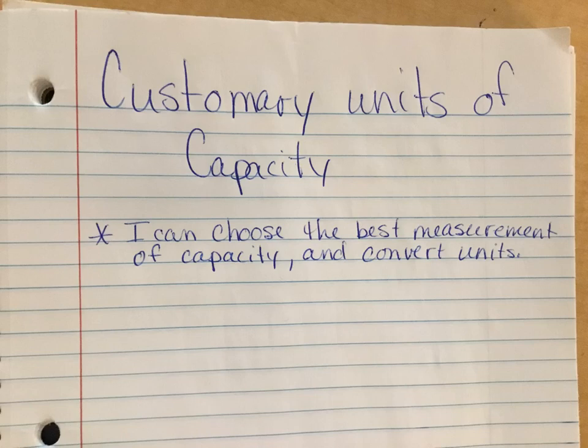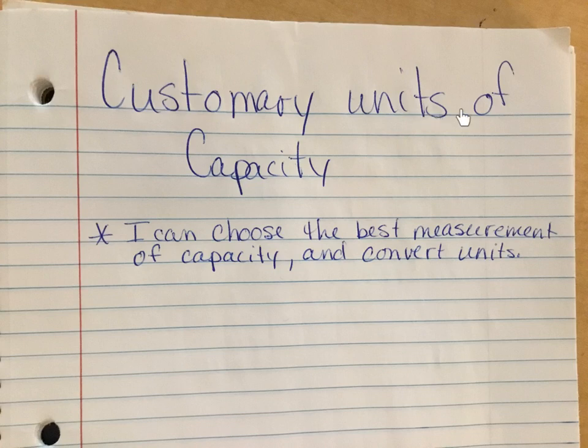Okay, today we are going to start topic 14. Topic 14 is all about measurements. We're going to learn both customary and metric measurements. We're going to start today with customary. Customary is going to be the units of measurements we use here in the United States. A lot of other countries use metric, but customary is kind of standard for the United States.